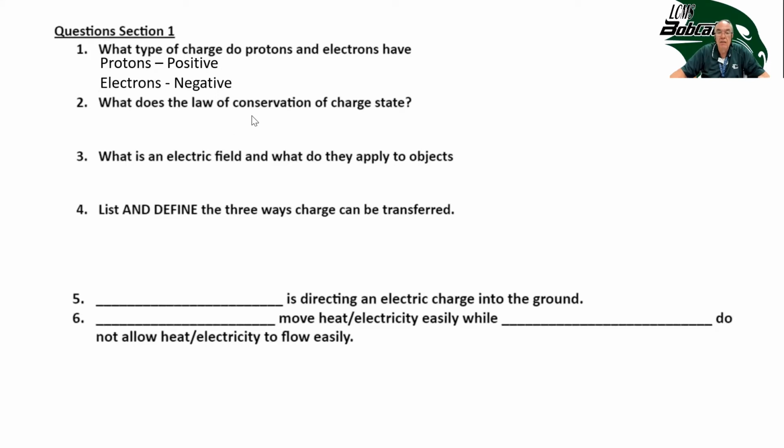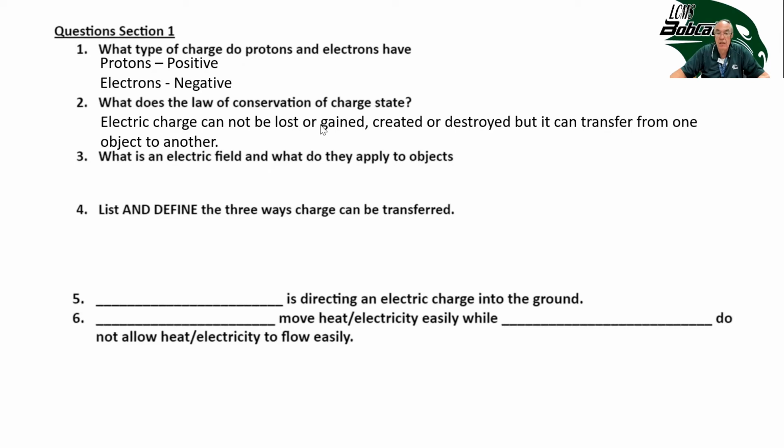What does the law of conservation of charge state? All the laws of conservation say the same thing. Whatever it is, like matter, charge, momentum, it is not lost or gained, created or destroyed. They can transfer or change form. So electric charge cannot be lost or gained, created or destroyed. It can be transferred from one object to another.